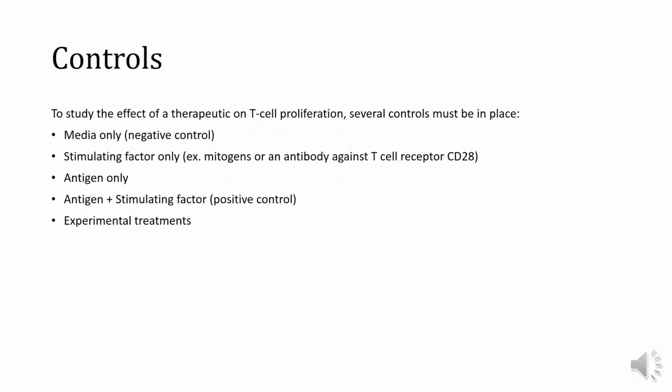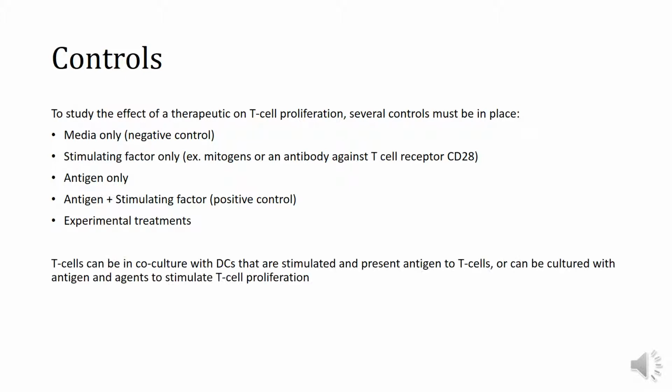You could use an antigen-only control and an antigen plus stimulating factor control, which would be your positive control, and in this control you would expect there to be a lot of proliferation. And then you could use those to compare to your experimental treatments.